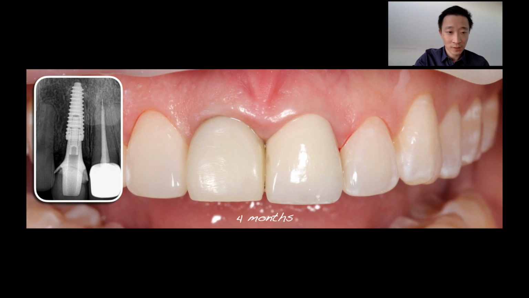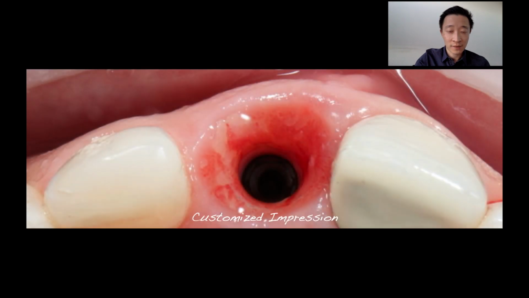And at 4 months, we took a PA to verify the health of the implant. Everything looks the same as we had left it the day of surgery. And here we are ready to take our final impression. So this is a custom impression.